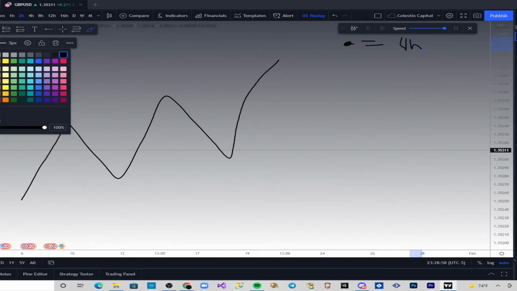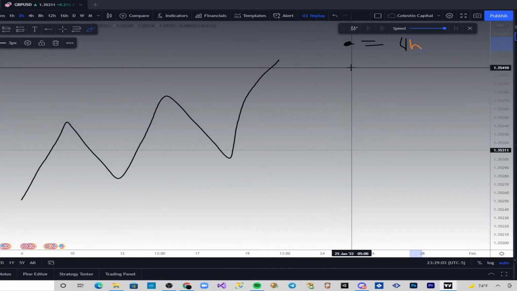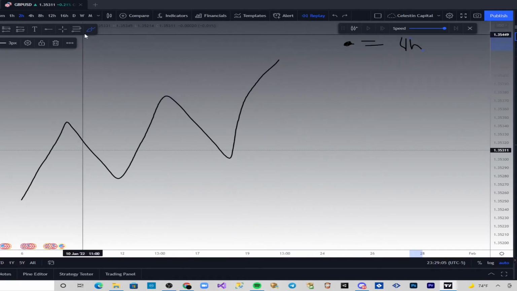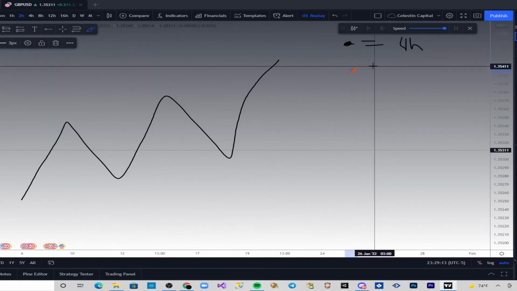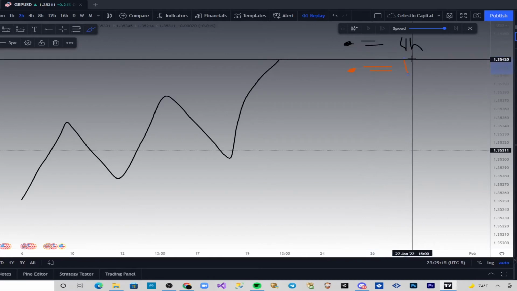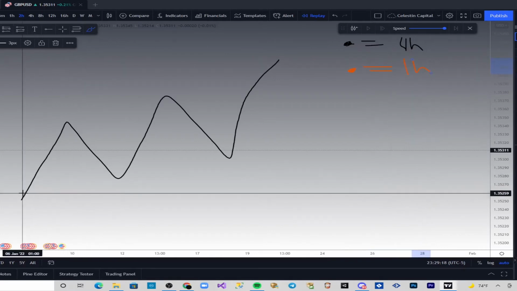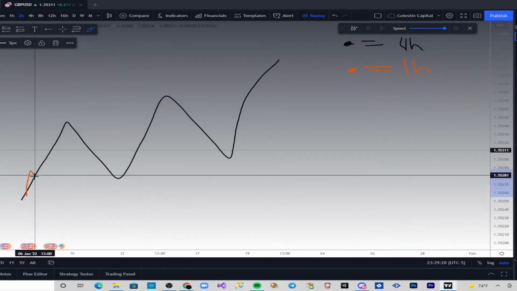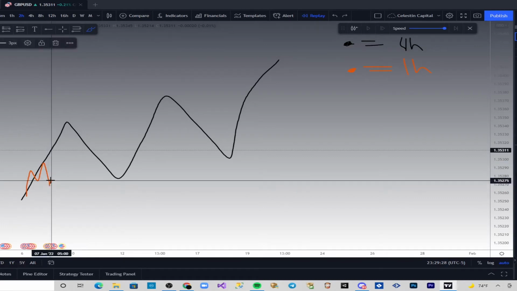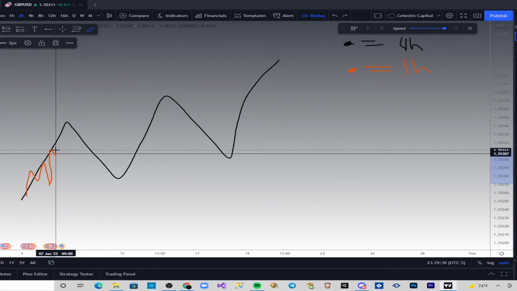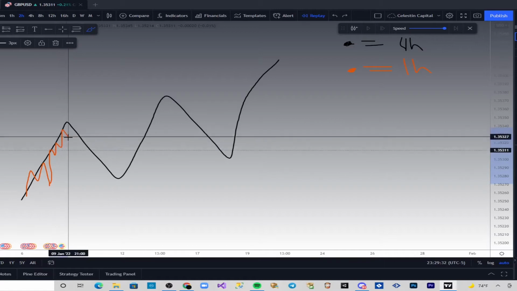maybe a 1 hour or 15-minute, let's say orange equals 1H. Orange equals 1H. You may see something like this. You may see breaks of structure to the downside, like a selling market, a temporary bearish market, then you may see bullish again. But ultimately, this is following a higher time frame.